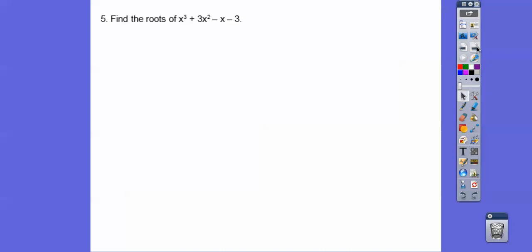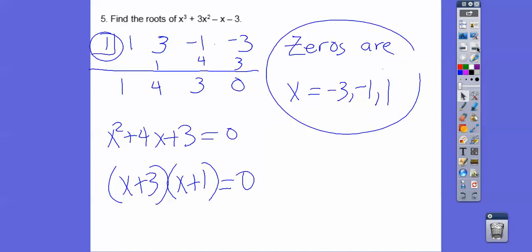All right, so find the roots. Same thing, synthetically divide. I'll try 1. If that didn't work, I'd try negative 1. If that didn't work, I'd try 3 or negative 3. But 1 worked, and so here's our condensed quadratic, x squared plus 4x plus 3. Factors of 3 that add to 4. Sorry, I have a cold.